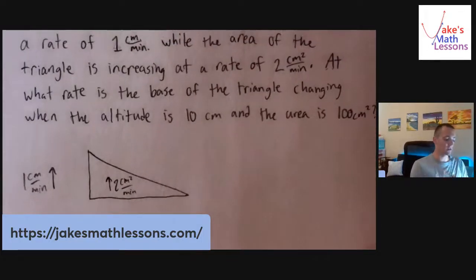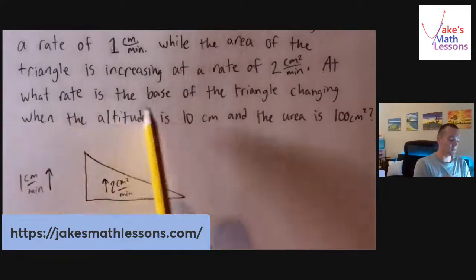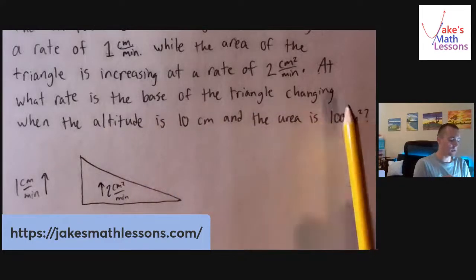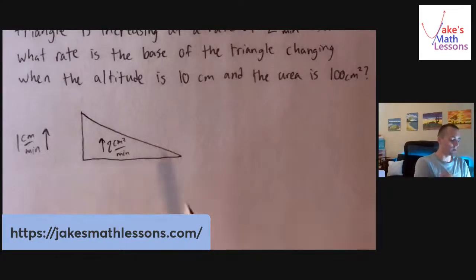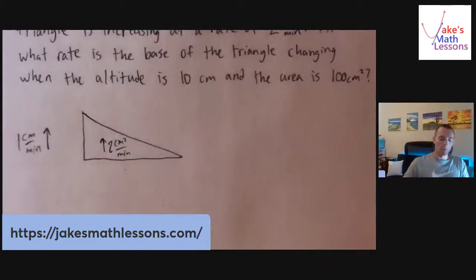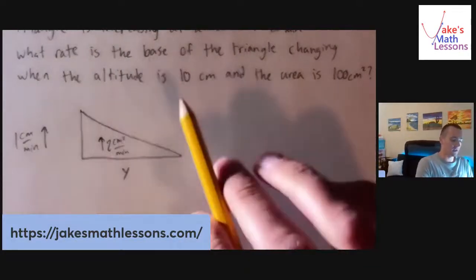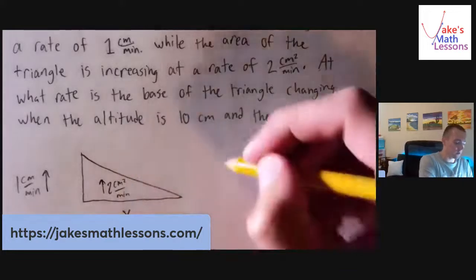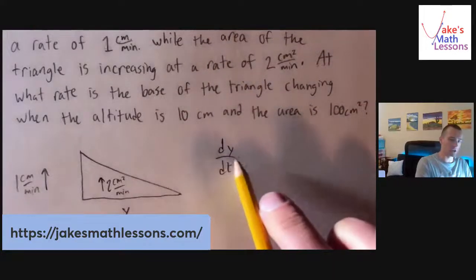So the first thing that you want to do is think about what is the measurement that the question's actually asking us to figure something out about. And in this case, it asks, what rate is the base of the triangle changing? So we know that we're going to try and figure out something about how fast this length right here is changing. So we know that we're probably going to want to label this side at some point. So I'll just go ahead and call this y. And since it's asking for the rate that this is changing, basically we know that what we're trying to find in the end is dy dt, which is how fast y is changing with respect to time.